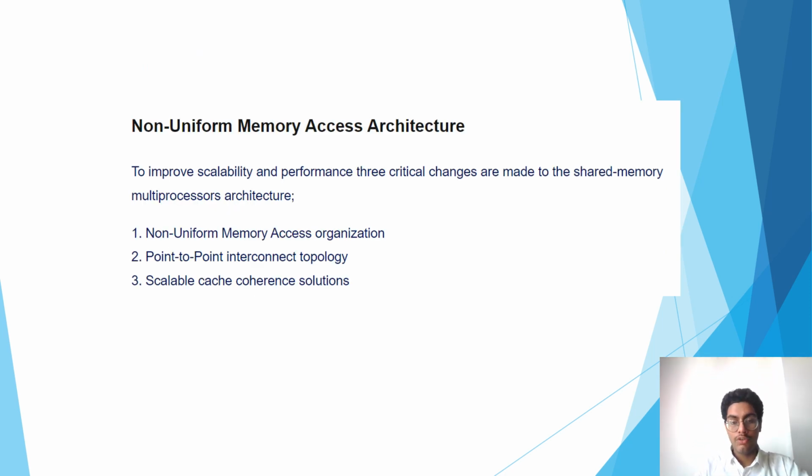So what does a non-uniform memory access architecture look like? To improve scalability and performance, there are three critical changes made to the shared memory multiprocessor architecture. First, we have to organize it as NUMA. Then there is a point-to-point interconnect topology, which will be explained further. The other one is a scalable cache coherence solution, right?